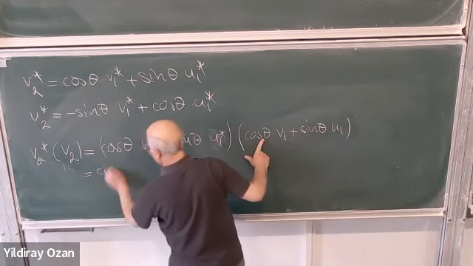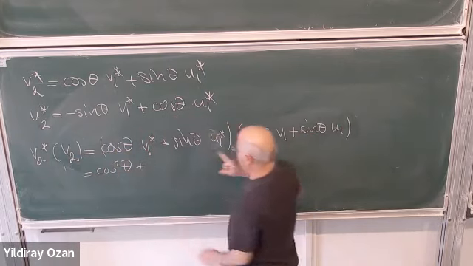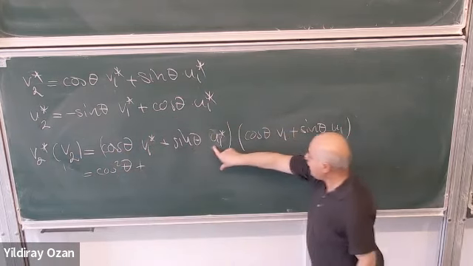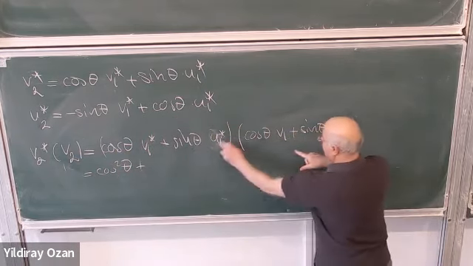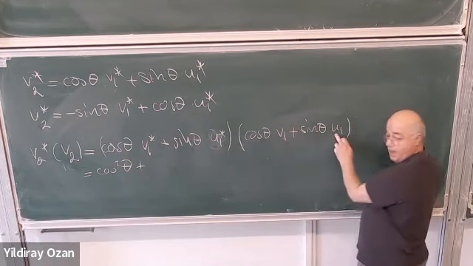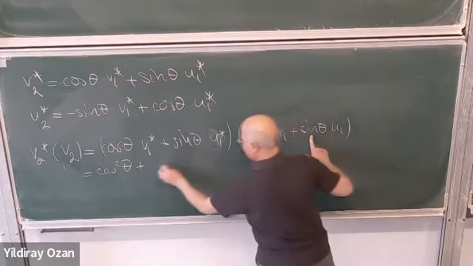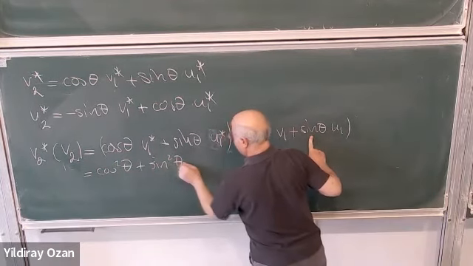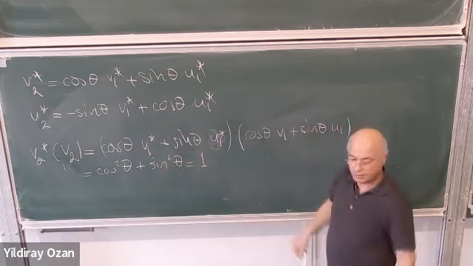Cosine square theta plus sine square theta: when this guy eats this guy it gives us 0, but this guy eats this guy and gives us 1, and the coefficient is just sine square theta, that is 1.